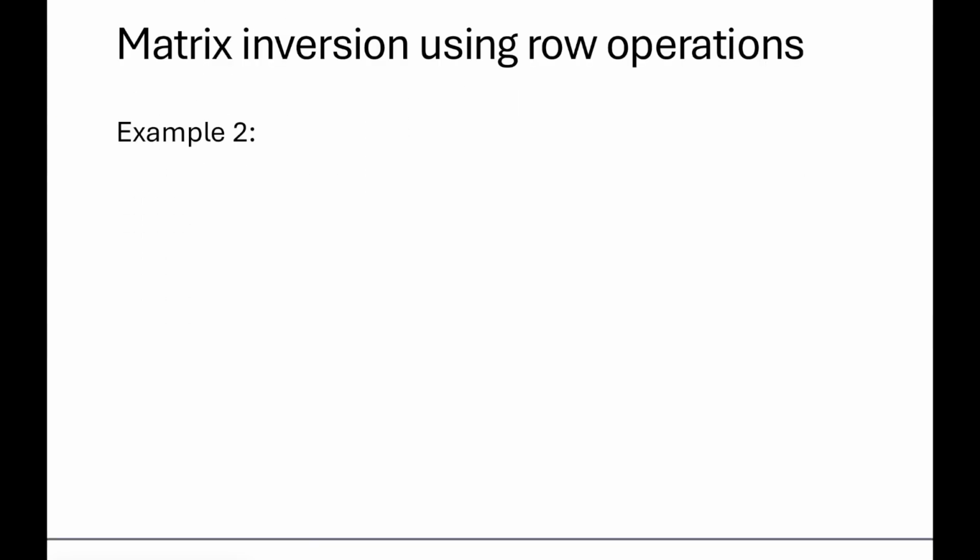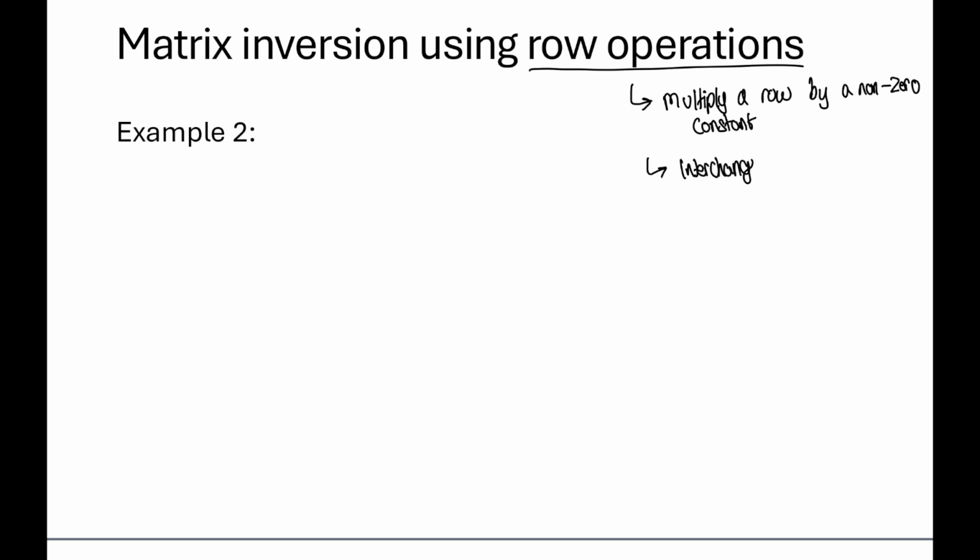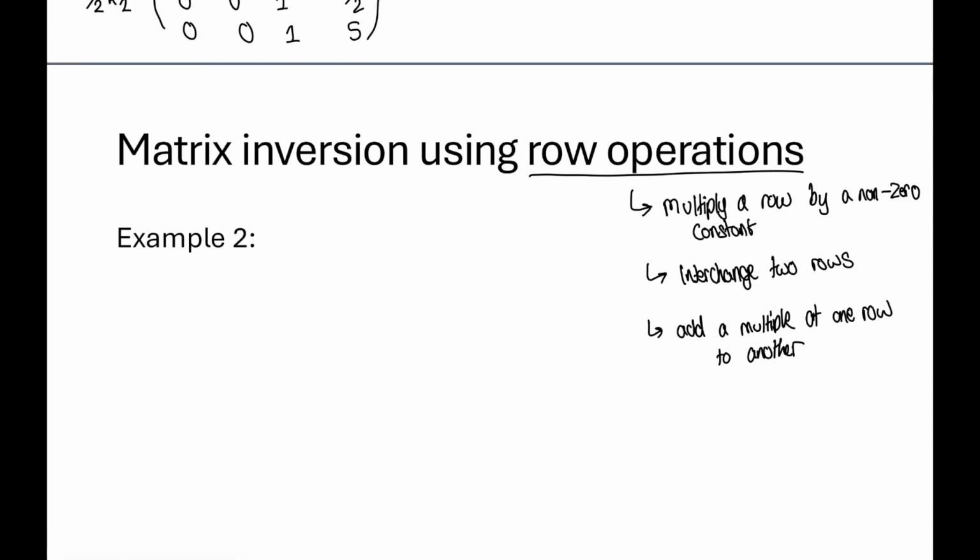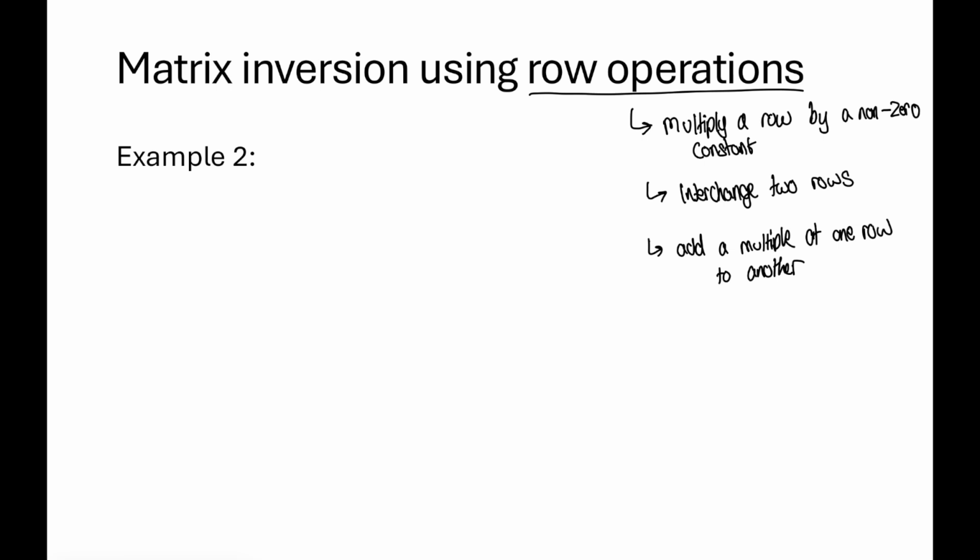Moving on, we're now going to try to find the inverse of a matrix using row operations. So our row operations are, we can multiply a row by a non-zero constant, we can interchange 2 rows, and we can add a multiple of 1 row to another. So everything that we saw when we did our Gaussian elimination.